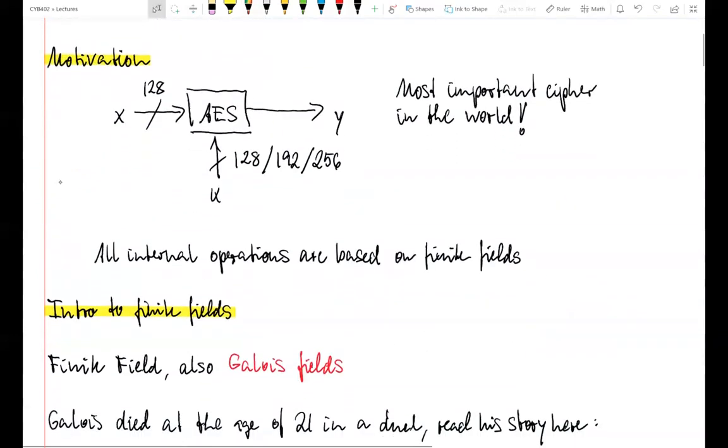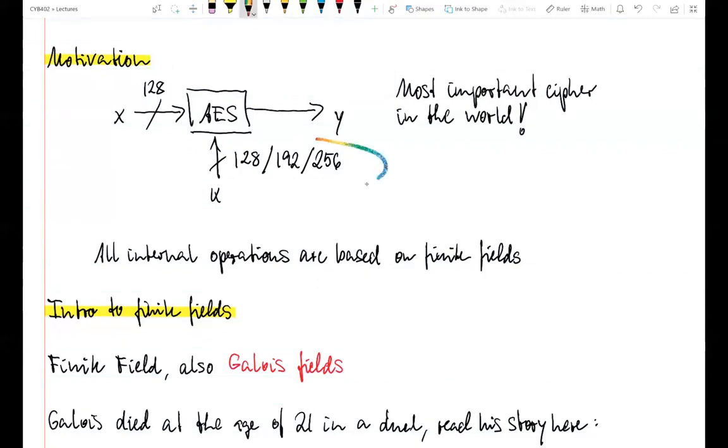So, motivation. It's important to understand that AES is the only block cipher, and it's the most important cipher in the world. So it's a very stable cipher, a very safe cipher. And as I said, you have 128 bits of input, and this is being transformed by the cipher into 128 bits of output ciphertext.